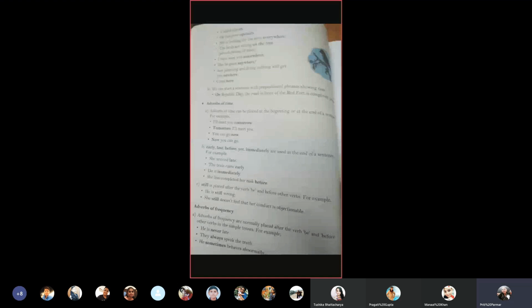Coming to adverbs of frequency. Frequency tells you how often. So adverbs of frequency are normally placed after the verb be and before other verbs in simple tenses. Like he is never late. In what frequency? Never. So is के पीछे लगेगा, बाकी सबके verb के आगे लगेगा. They always speak the truth. So here speak is the verb, उसके आगे लगा हुआ है.